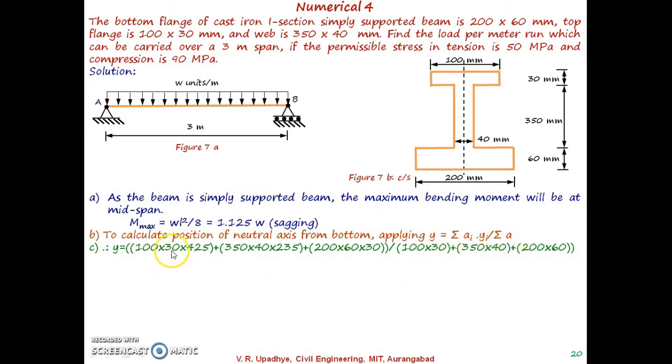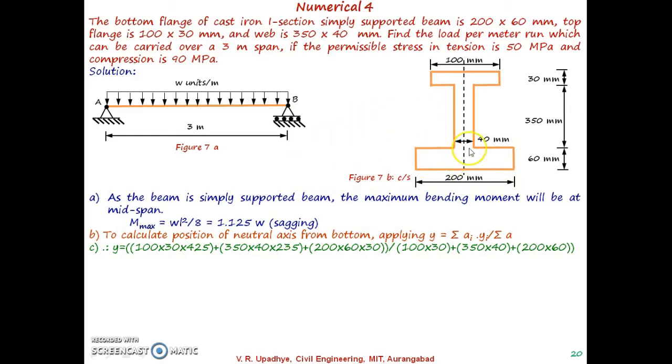So for the top flange, its area is 100 mm by 30 mm. That is written over here, A1 = 100 into 30, multiplied with 425, that is y1. If we take moment of that area about the bottom, then its distance becomes 60 mm plus 350 mm. So 350 plus 60 gives us 410, and plus 15 from top, this gives us 425 total. The centroid of the first area, or top area, from bottom is 425 mm.